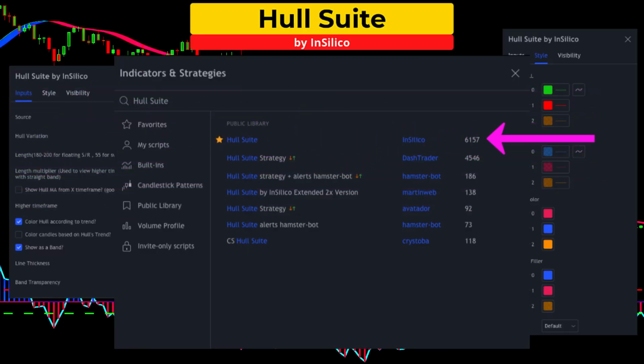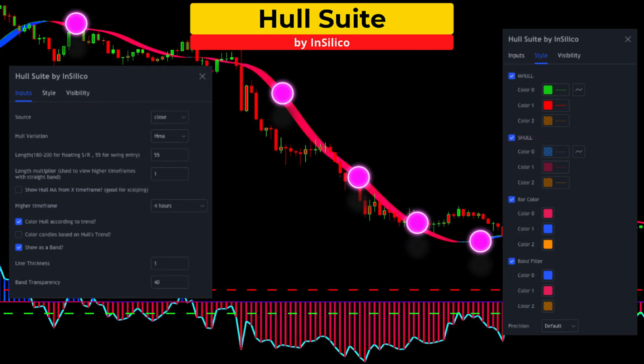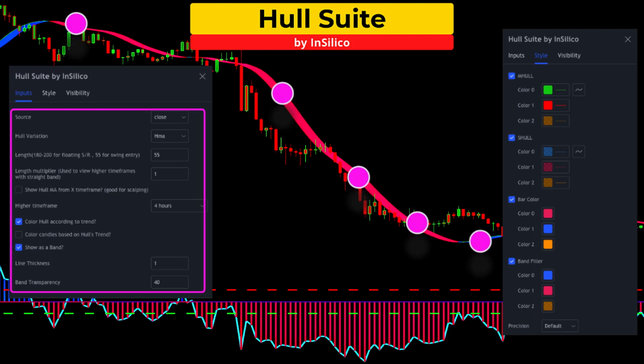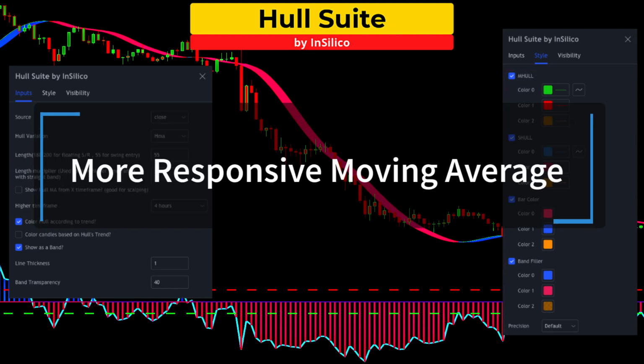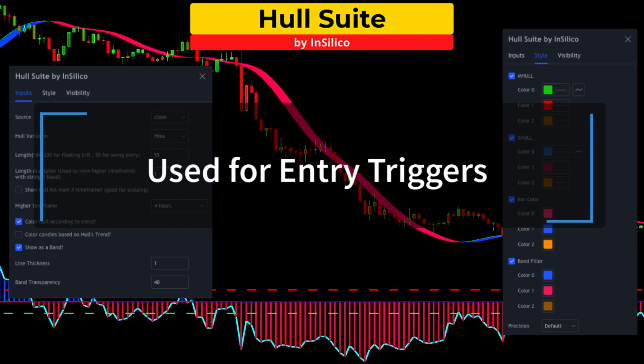First indicator is the Hull Suite. This custom indicator is capable of deploying multiple variations of the Hull Moving Average, but for this system, inputs will be kept at default. I am going to change the colors so you can see it more clearly. The Hull Moving Average attempts to remove the lag from a standard moving average. The result is a more responsive study as compared to an SMA. In this system, the HMA will be used for entry triggers.